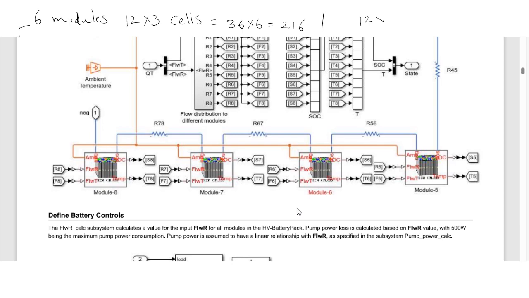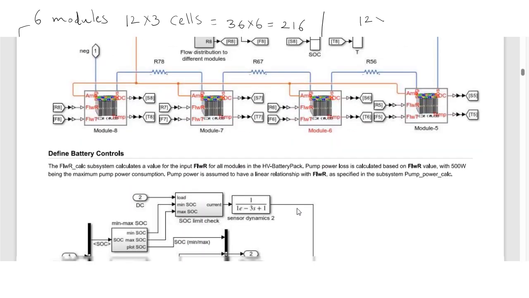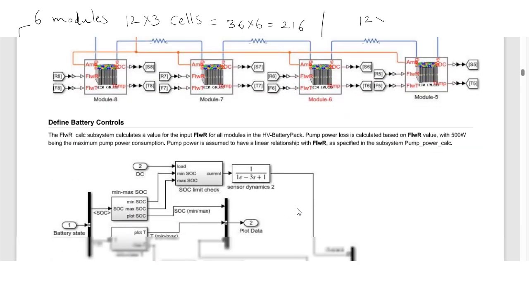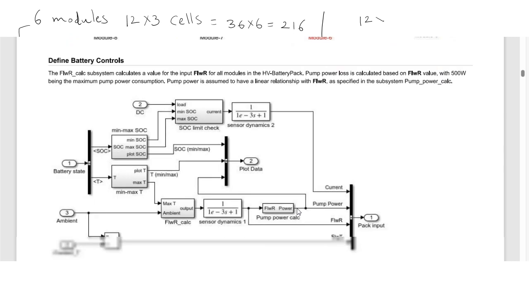So define battery controls. The flow rate calculation subsystem calculates a value for the input flow rate. So this is the flow rate calculation block. Okay, flow rate calculation. This is a subsystem. It calculates the value for the flow rate. So it will give the flow rate here.